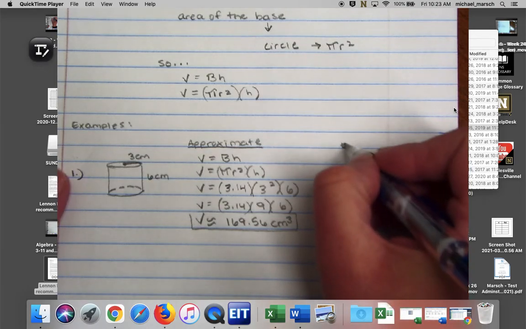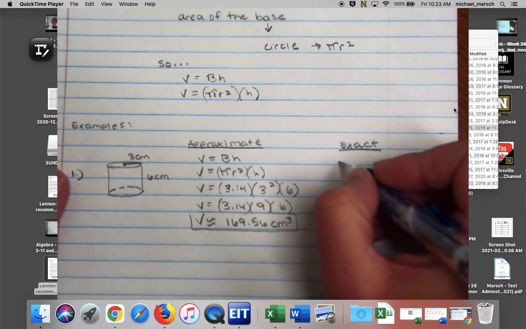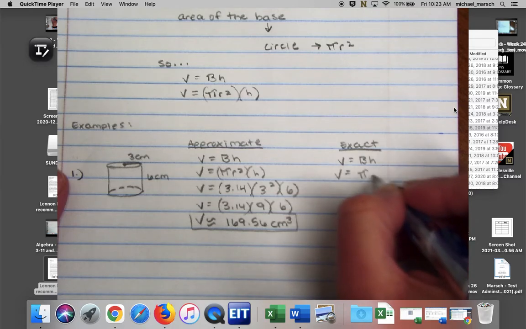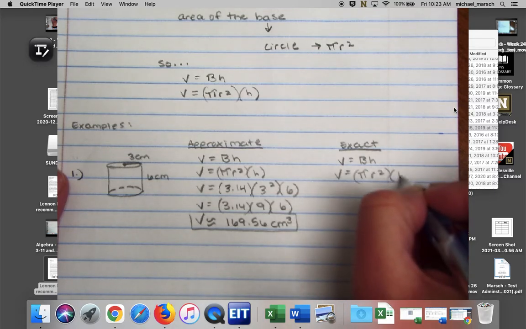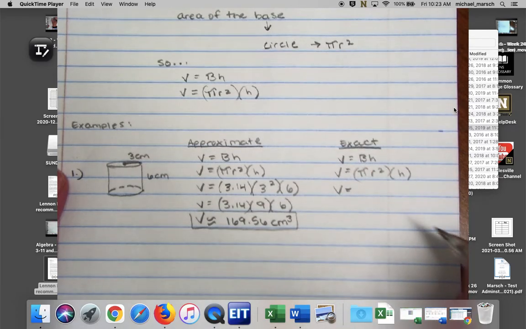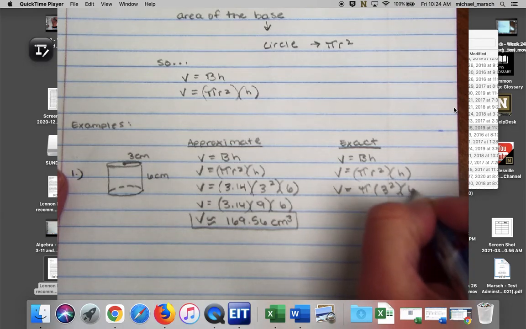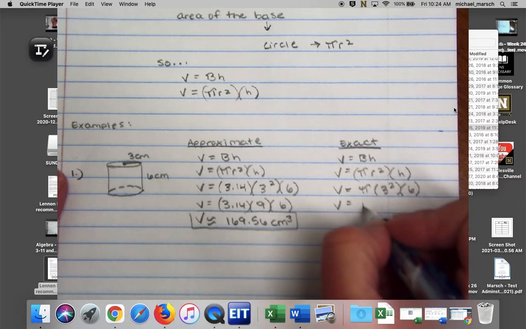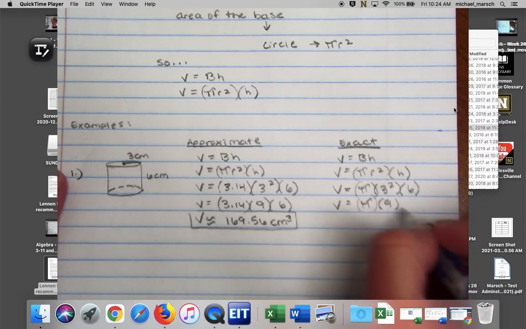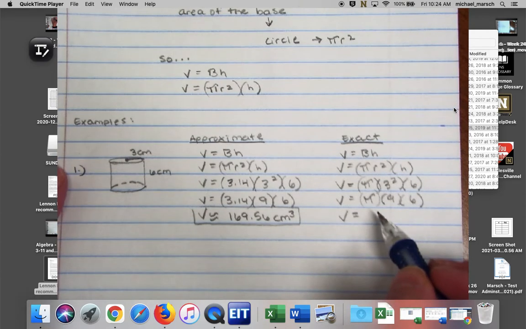The exact value is almost the same. We still have volume equals area of base times height. Volume equals pi r squared times the height. This is where, and the reason it's called exact, is we leave pi as a symbol. So now we have pi times 3 squared times 6. Volume equals pi times 9. Here we'll put the pi in the parentheses. Times 6. So because I'm just using this as a pi symbol, I'm not approximating the value.